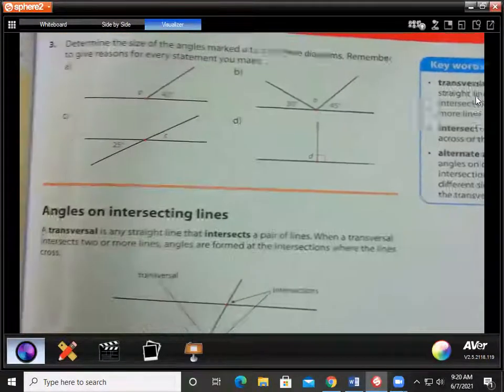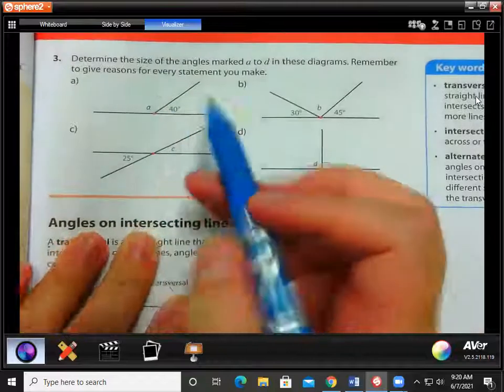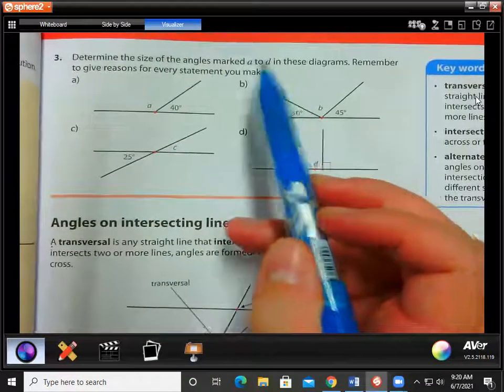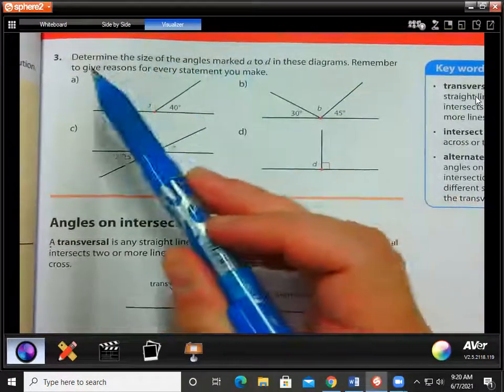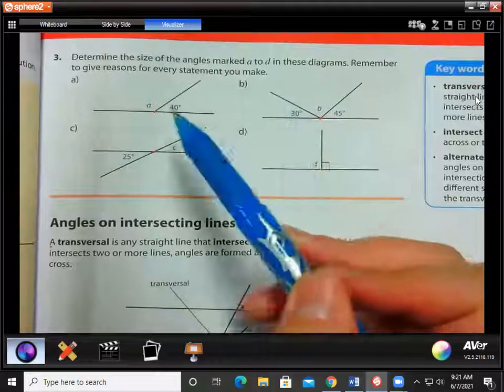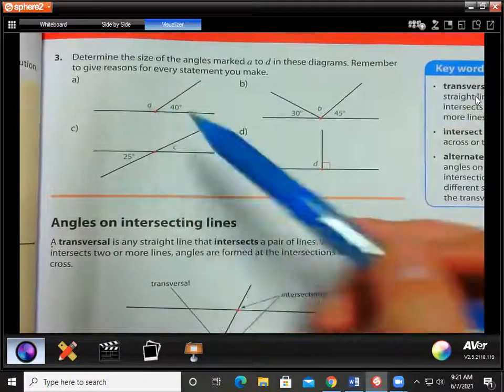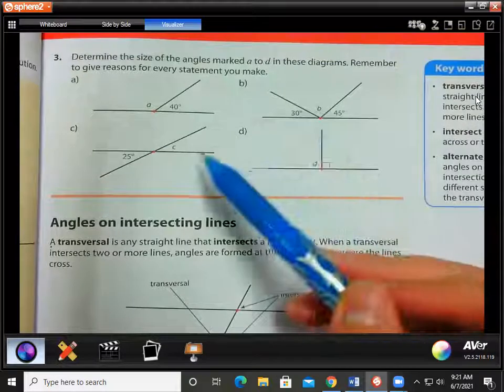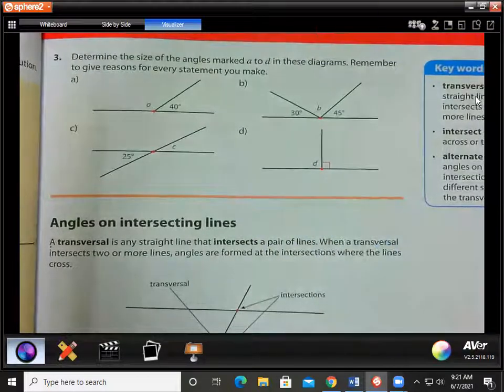Now number 3 is similar to the examples that we did now, where they're just saying determine the sizes of the angles marked A to D in these diagrams. Remember to give reasons for every statement you make. So you need to find the value of A, the value of B, the value of C, and the value of D with your reason next to it.